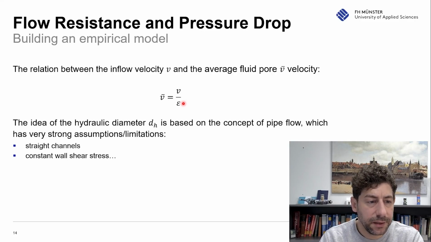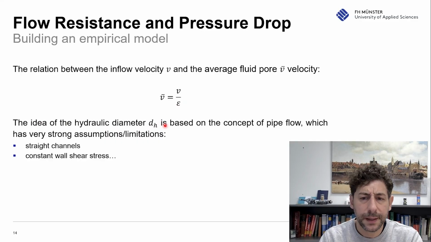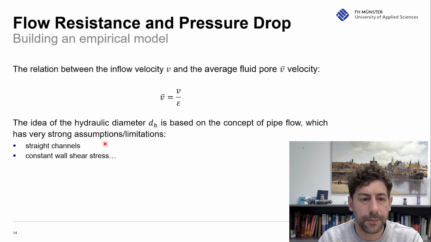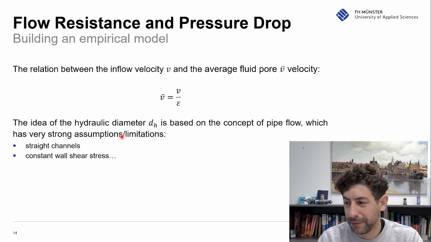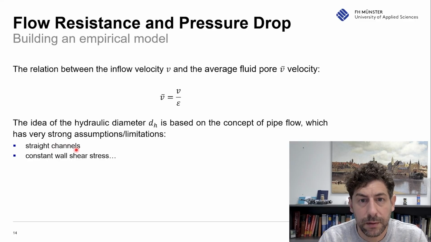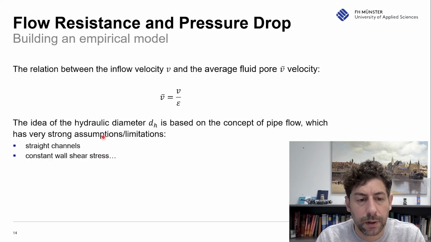And there is a second relation, and this is that we have this idea of hydraulic diameter, which is the concept of pipe flow. This is an extremely strong assumption with a lot of limitations, because it assumes straight channels, which we normally don't have in a fixed bed, and a constant wall shear stress, which is also not the case for our fixed bed.